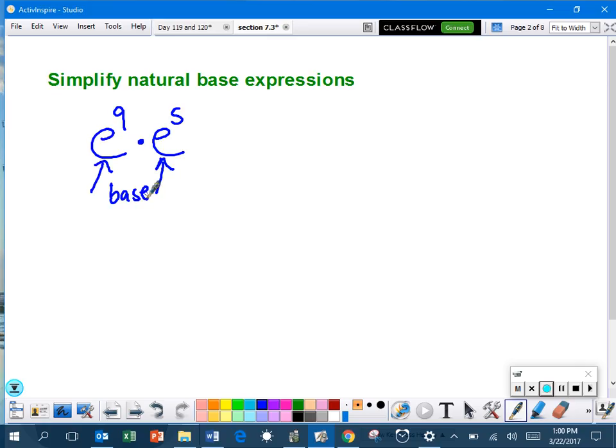They are the same, so apply your rules of exponents. We add those two together, so that becomes 14. So e to the 14th power. All right.